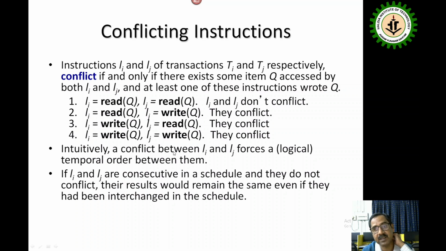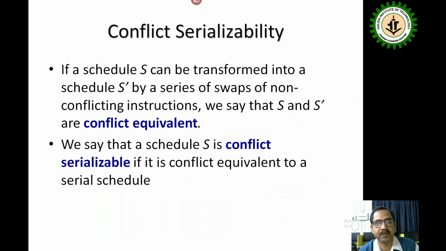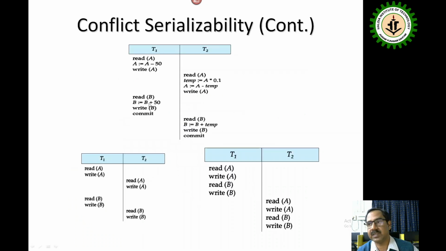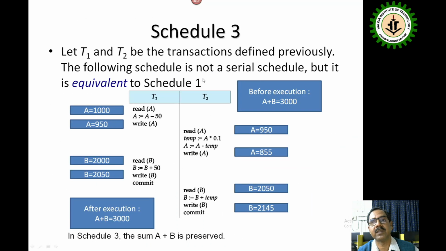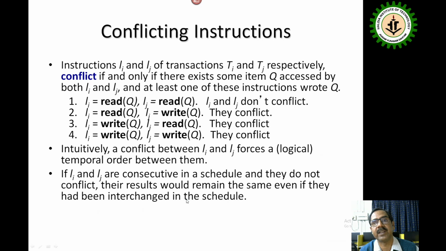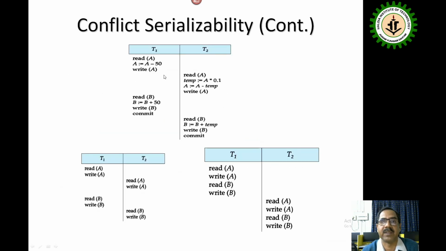Intuitively, a conflict between Ii and Ij forces a temporal order between them, a logical order. That means if Ii and Ij are consecutive in a schedule and they do not conflict, the results would remain the same. Let us check. Say T1 and T2, this is a schedule. Say our schedule 3: T1 read A, write A, T2 read A, write A, T1 read B, write B, T2 read B, write B. We consider this schedule here to explain our concept of serializability.